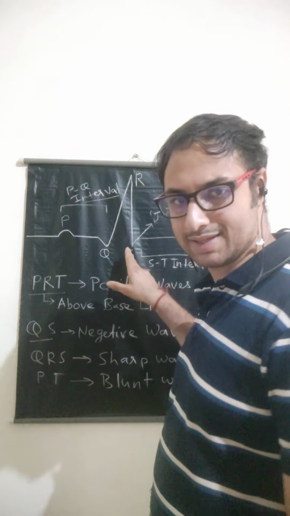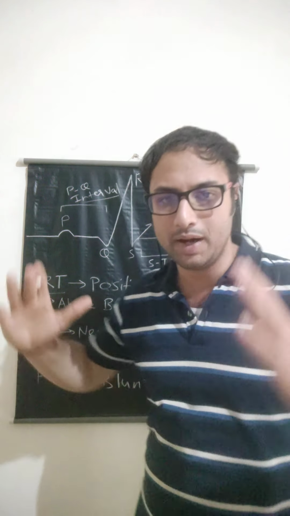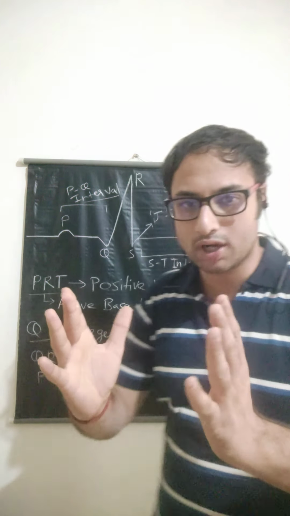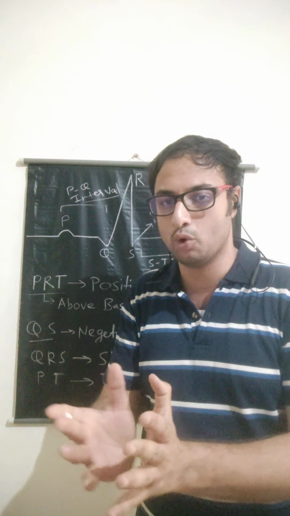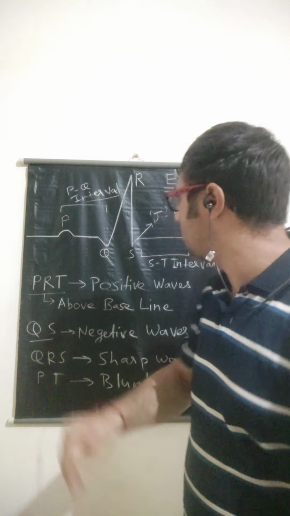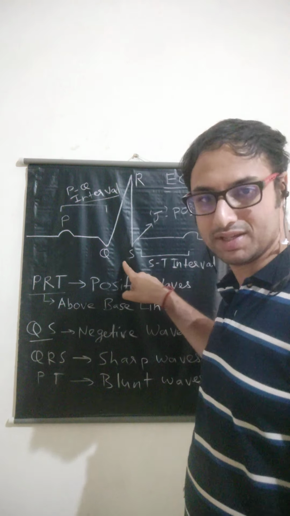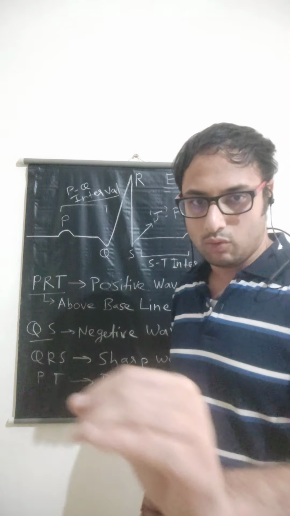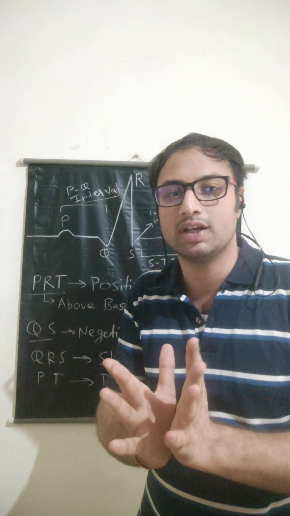This QRS complex, what is it showing? It is showing the complete ventricular contraction or complete ventricular systole. If both the right ventricle and left ventricle are undergoing contraction simultaneously, the peak of that systole is the QRS complex. It is showing the contraction, systole or depolarization of both ventricles.